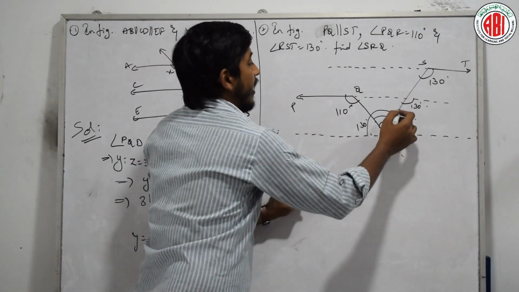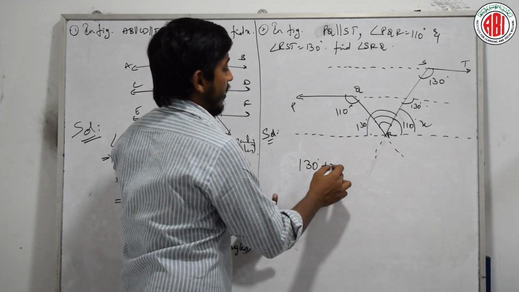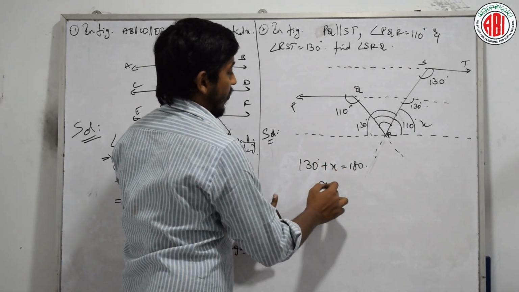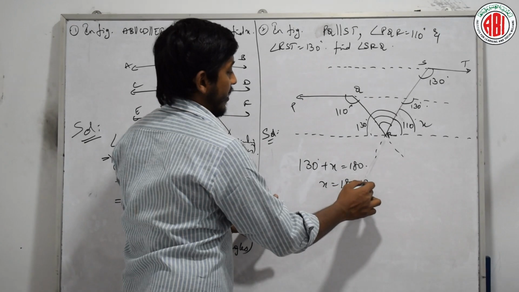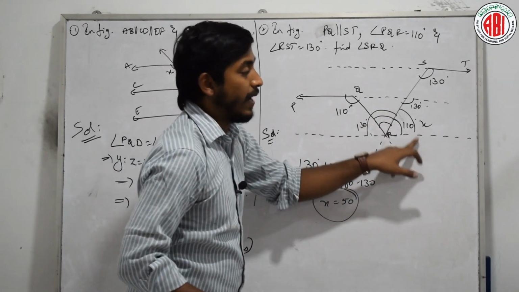Now tell me, let us assume this as x. Then 130 plus x is 180. Therefore, x is 180 minus 130, that is x is 50. Clear? This part is 50.